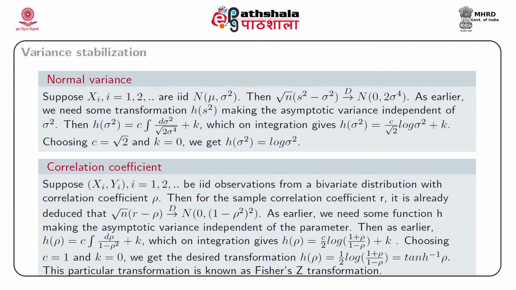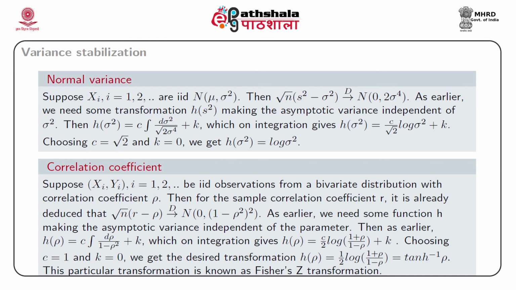We have already derived that for bivariate distributions with correlation coefficient rho, and if in particular the bivariate distribution is bivariate normal, then for the sample correlation coefficient r, square root of n times (r minus rho) converges in distribution to a normal distribution with variance (1 minus rho square) whole square. So, as earlier, if we need some function h making the asymptotic variance independent of the parameter, we have to solve the differential equation as given earlier, and performing the solution and integration, we find that h(rho) comes out as half log of (1 plus rho) divided by (1 minus rho), which can be equivalently expressed as tanh inverse rho, and this particular transformation is very important in statistical literature and is known as Fisher's z transformation.